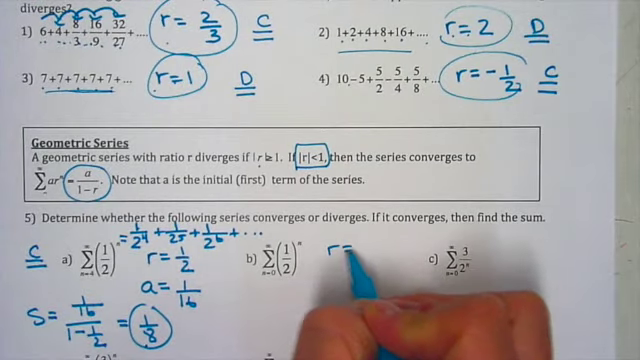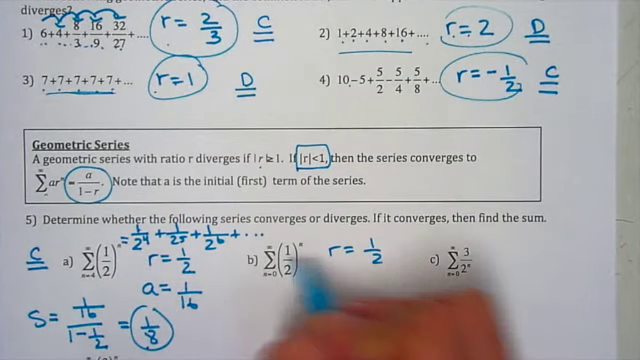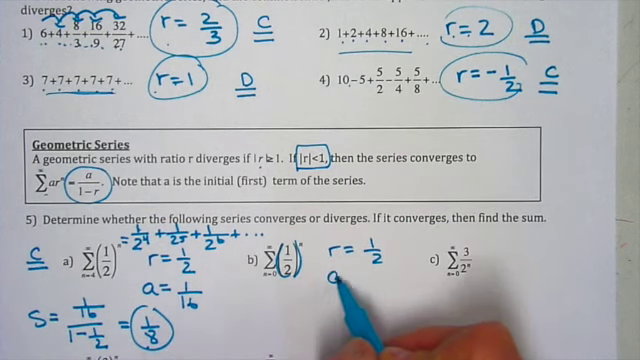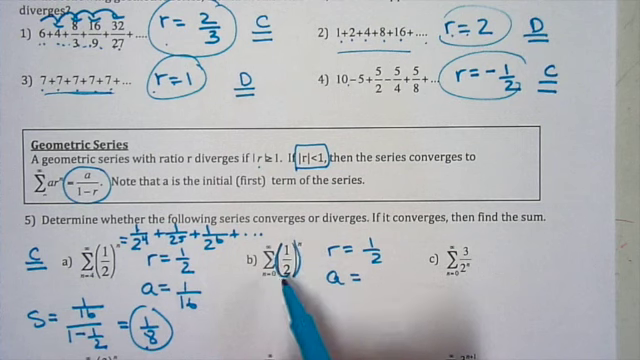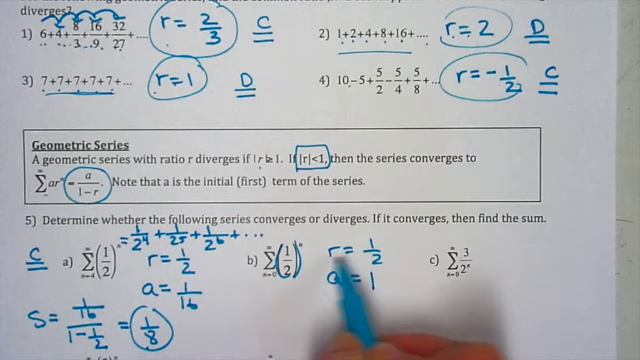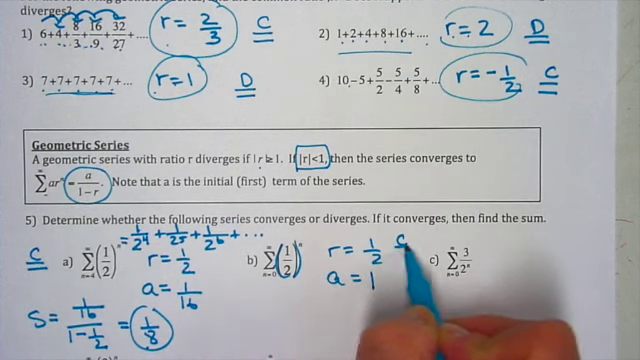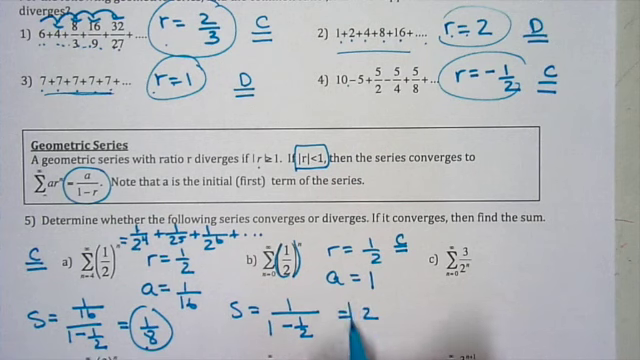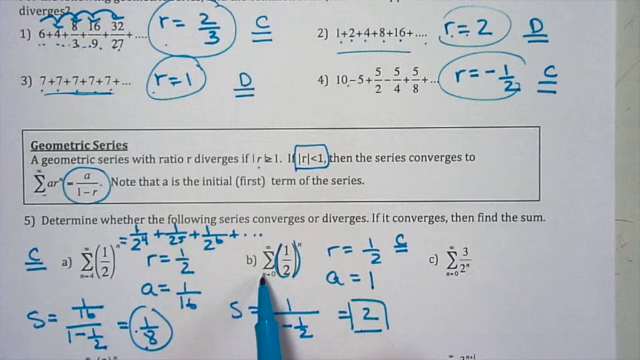Notice it looks exactly the same as A, and this is what's being raised to the nth power, so your R again is 1/2. But this time, your A is different. If I plug in 0 for n, your first term is actually going to be 1. So again, because your R is less than 1, it will converge. Your sum in this problem is 1 over 1 minus 1/2, and your sum is 2. And it should make sense that this sum is bigger than the last one, because here you got a couple extra terms in the front, whereas the other one starts at 4.